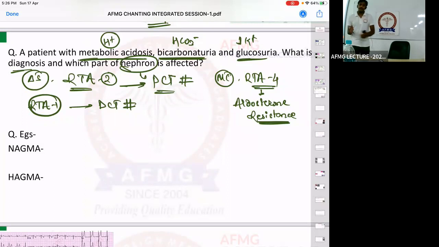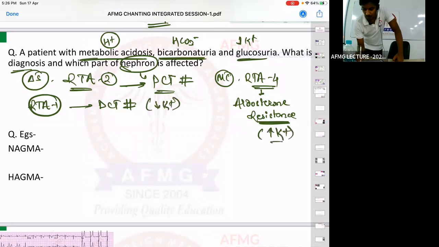And in RTA, ये differentiate कैसे करना है? इसमें भी hypokalemia होता है, but इसमें hyperkalemia होगा. No issues with this? I hope so. Acidosis तो सब में होगा. All of them are renal acidosis, so metabolic acidosis is seen in all of them. If bicarbonates, glucose, amino acids are being lost, it is RTA type 2. Okay, please remember. If there is loss of salt and water, it is RTA type 4, and if there is even hyperkalemia. Okay, no issues with this.